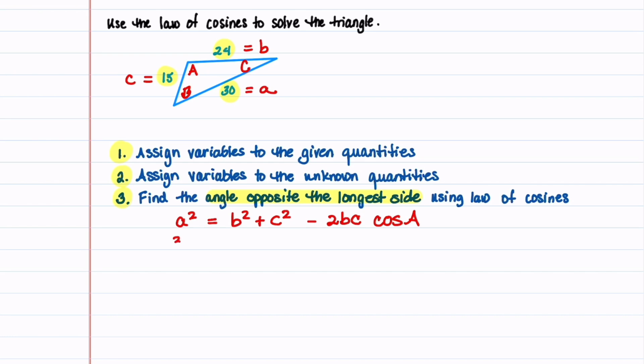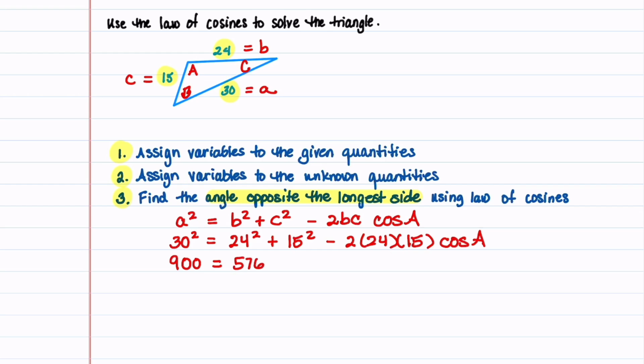Little a is 30, and we'll square that. Little b is 24. We'll square that. Little c is 15. That becomes squared. And then we subtract 2 times b, which is 24, c is 15, and then we have cosine angle A, which is our unknown angle. On the left-hand side, we have 900. And then 24 squared is 576. 15 squared is 225. And then 2 times 24 times 15 is 720 times cosine A.